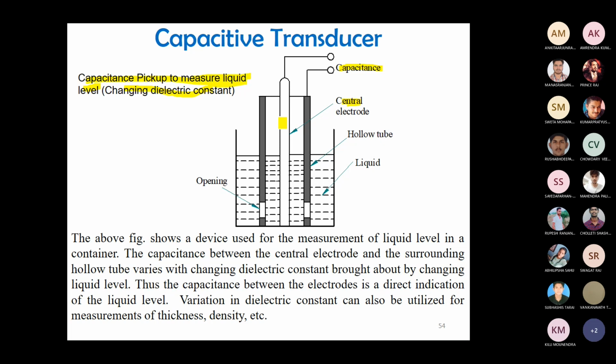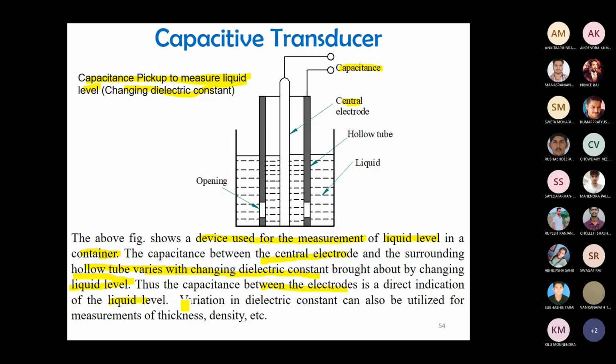From the figure above, it shows a device used for the measurement of liquid level in a container. You can see the container. The capacitance between the central electrode and the surrounding hollow tube varies. The changing of the dielectric constant is brought about by the changing of the liquid level. So due to changes in the liquid level, your dielectric constant value changes. Thus the capacitance between the electrodes is a direct indication of the liquid level.